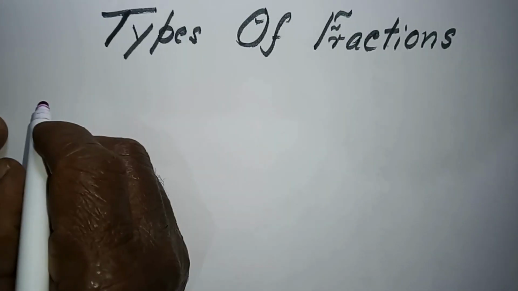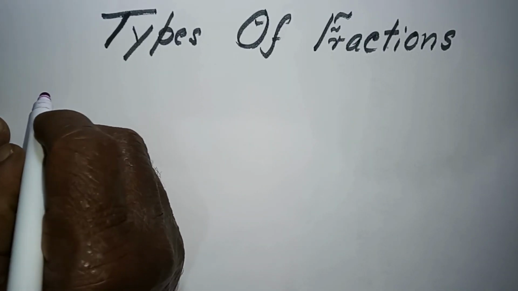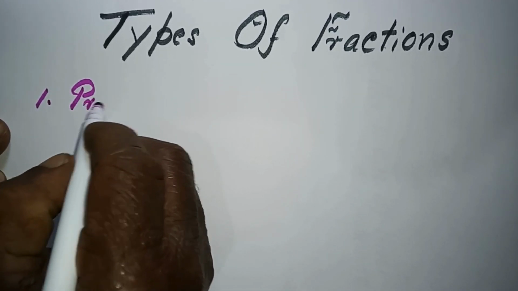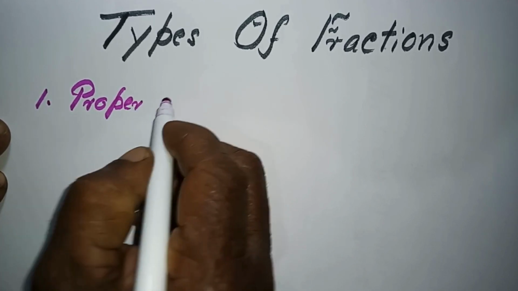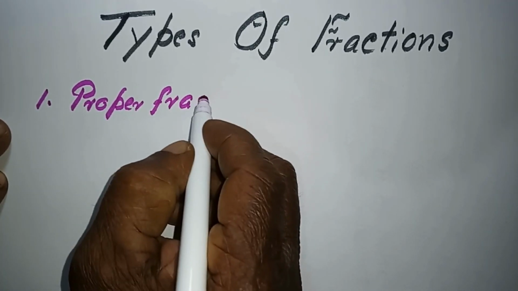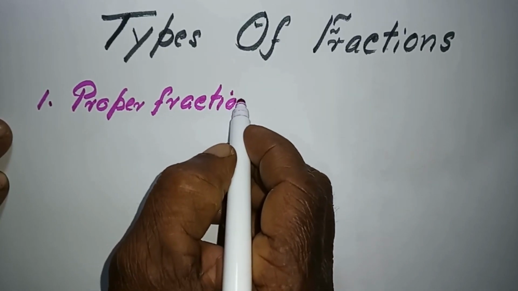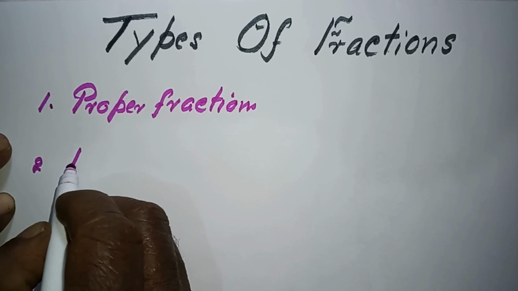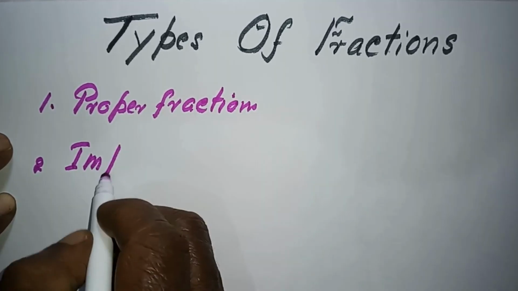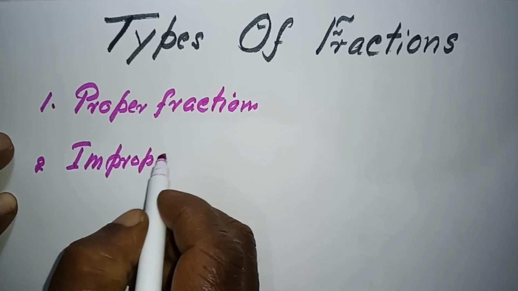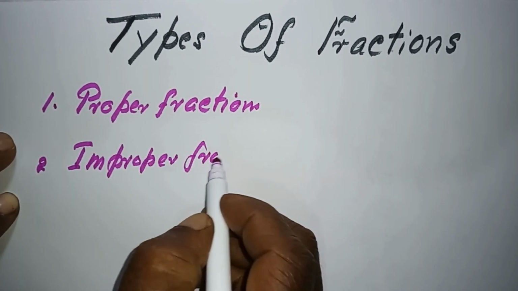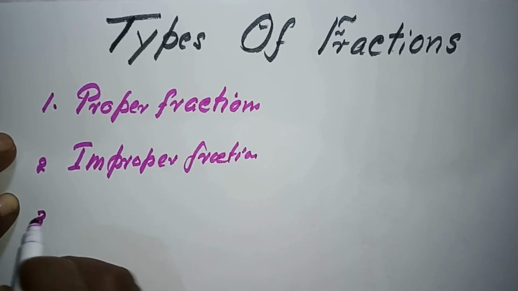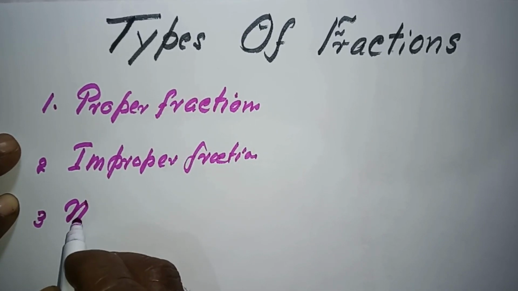Types of fractions. Basically, we have three types of fraction. First one is proper fractions. And the second one is improper fractions. And the third one is mixed fractions.